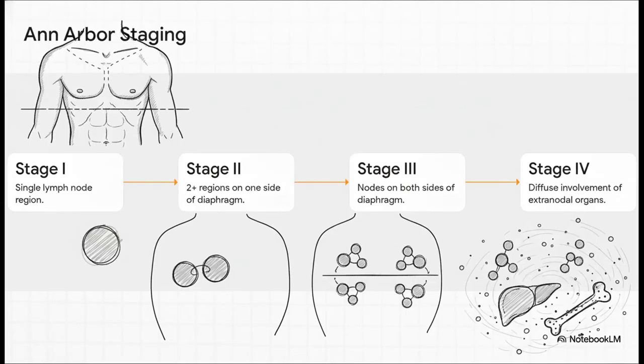Okay, so once you have a diagnosis, the next critical step is staging, finding out where the cancer is. And the universal standard for this is the Ann Arbor staging system. It's pretty logical. Stage 1 is just a single lymph node region.